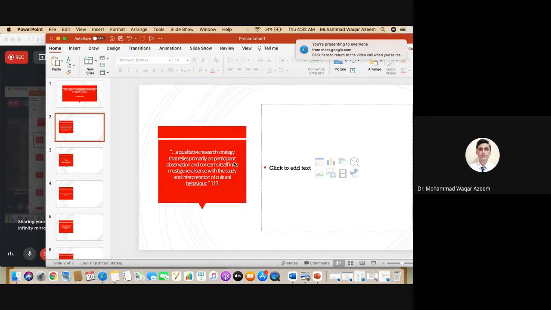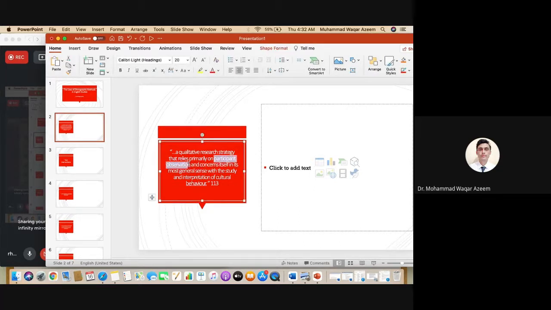So in this research strategy, we have a participant observer who sets herself or himself in a cultural context in any particular culture, and by observing that culture is able to interpret that particular culture.